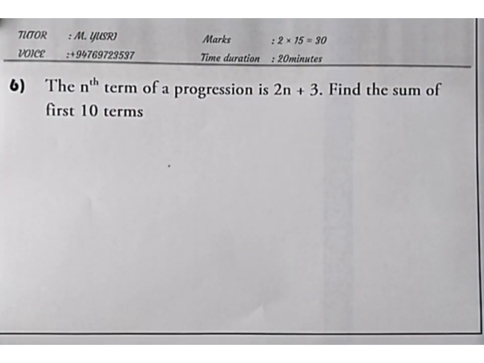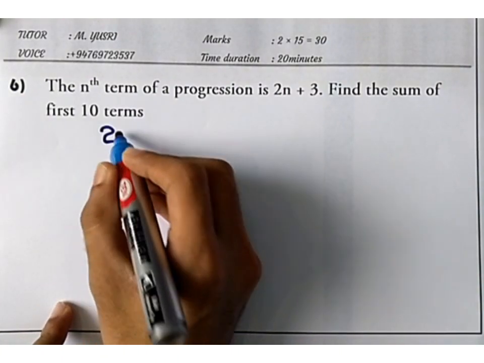And right now the nth term of a progression is 2n plus 3. So they have given the general term, the nth term, 2n plus 3, and they are asking us to find the sum of the first 10 terms. So how to calculate the sum of the first 10 terms? We can do it like this.